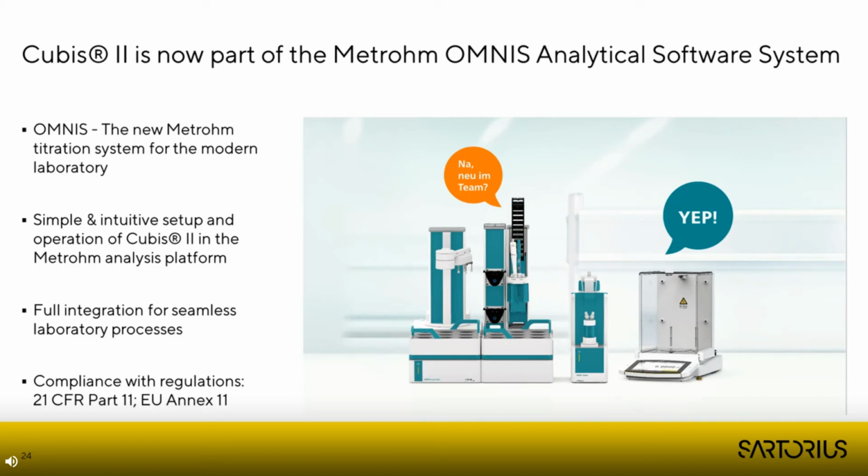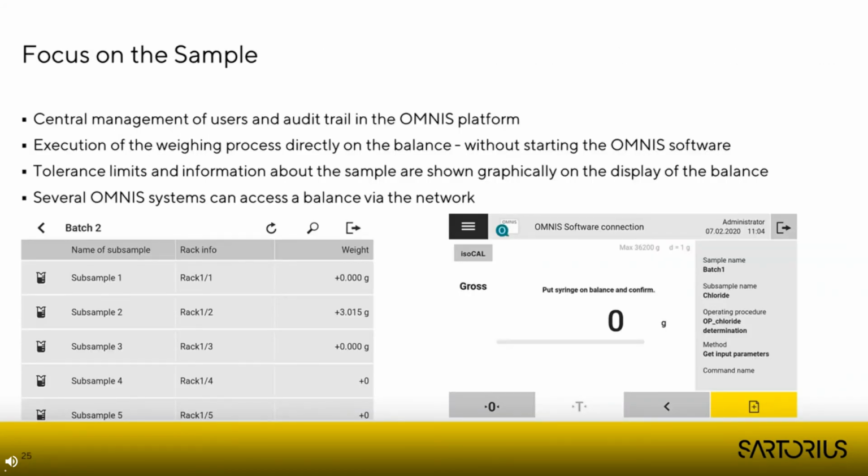And yeah, how does it work in detail? Yeah, the biggest advantage is that all weighing related steps can be performed directly on the touch screen of the Cubis 2 balance without having a computer next to it. This saves space and you can concentrate fully on the sample.